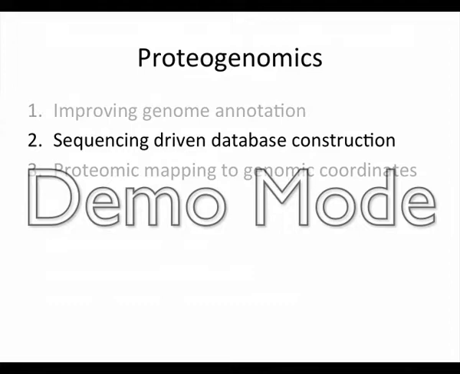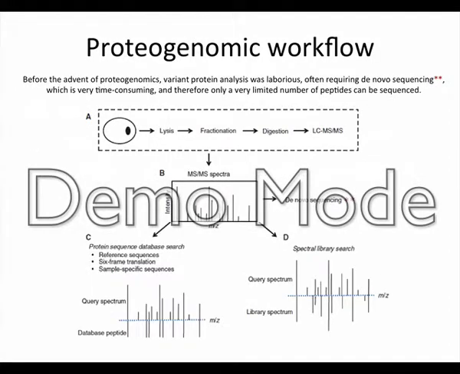So let's talk a little bit about the sequence-driven database construction, which is really the primary thing here, even with genomic annotation. So you saw this before, but before proteogenomics, the main way that we were looking for these variant proteins, so proteins that were not in the reference database, was using de novo sequencing, which, as I mentioned, is very time-consuming. So very few peptides were sequenced in this way. So instead, if we add our DNA and RNA sequencing into our protein sequence database step, we're really able to make this a more automated process.